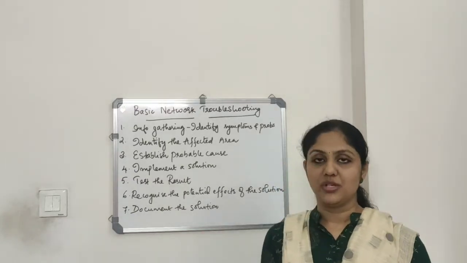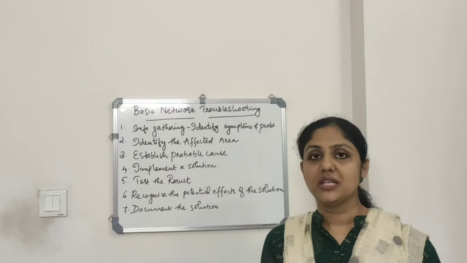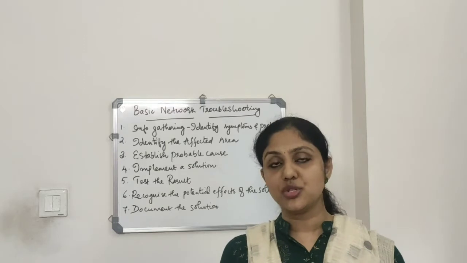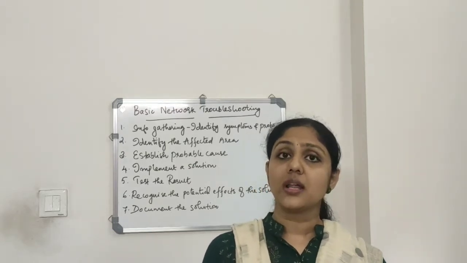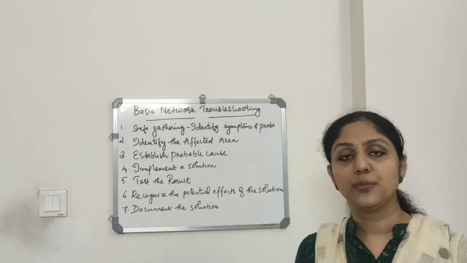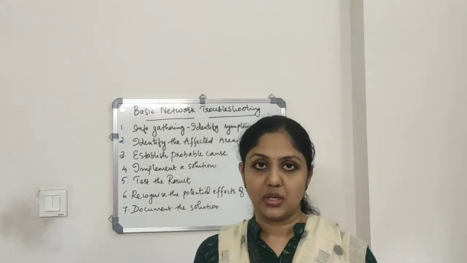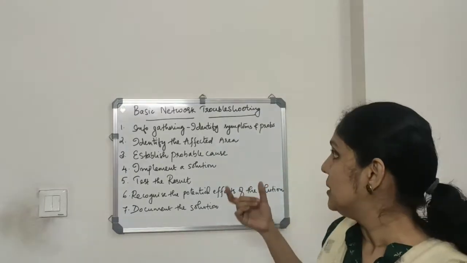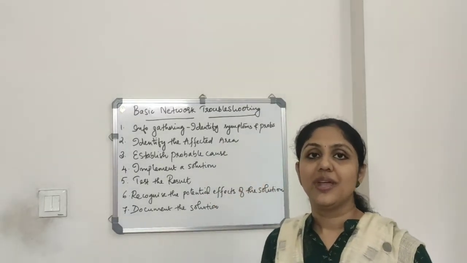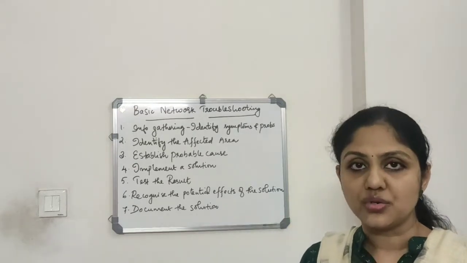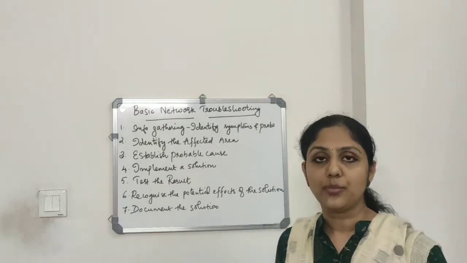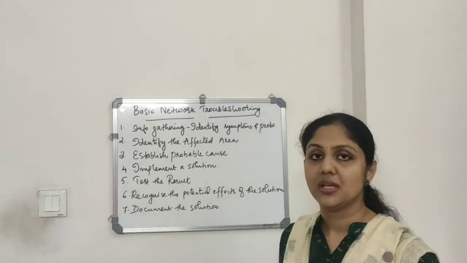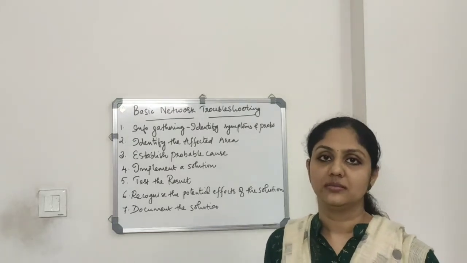Basic network troubleshooting. To solve network-related issues, we need to go through a lot of investigation and troubleshooting procedures. Some organizations have documented the procedures for troubleshooting, while many do not go through that process. So there are some basic steps which we have to follow in order to troubleshoot the network, to find out the problem and to implement the solution. We have to go through these steps. Let's see each step one by one.